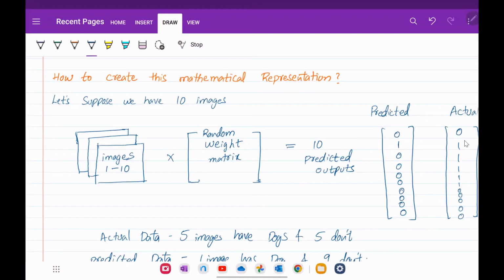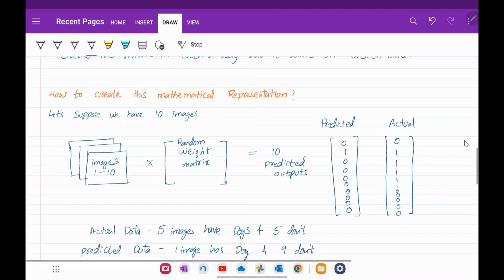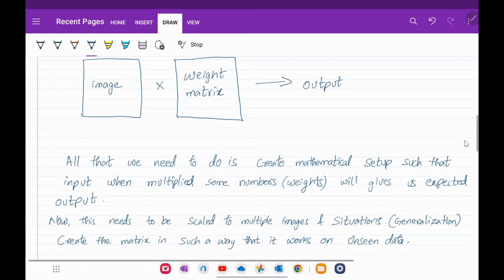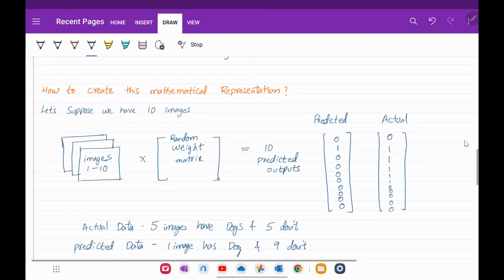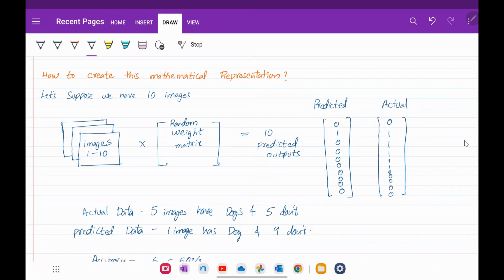In the previous video, I shared that we need to create some kind of mathematical representation of input weights such that when the input is multiplied with the weight, we get the expected output. So let's dig a little deeper into how we do that.